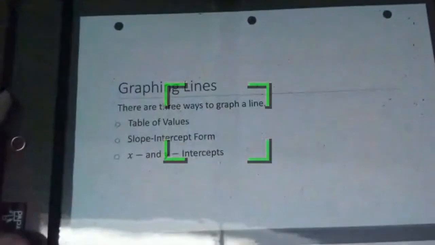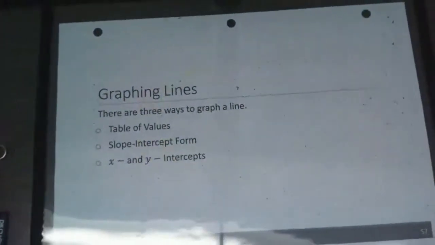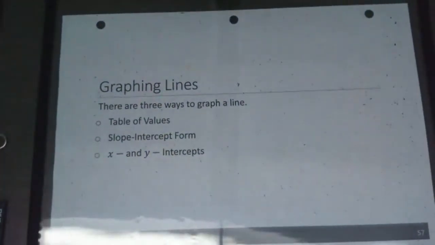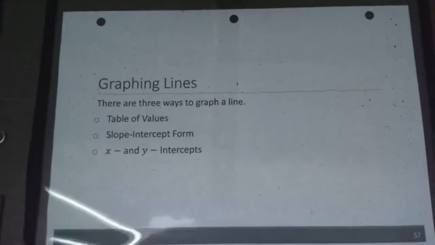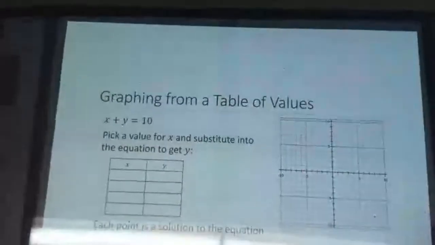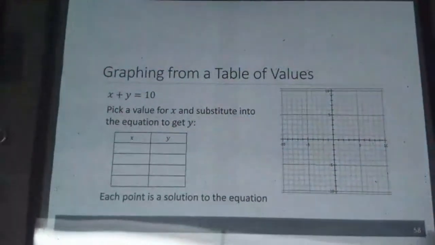Next up, we're going to graph some lines. There are three really good ways to graph lines. We can use a table of values, we can use slope-intercept, or we can use x and y intercepts. And we're going to start with a table of values. What's nice about a table of values is that it always works for every graph ever.